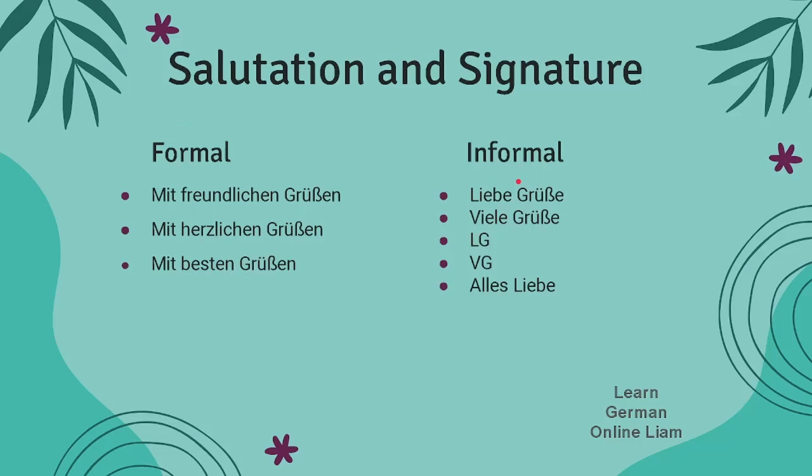Informally, in informal letters you could write "Liebe Grüße", like with lots of love, "Viele Grüße", many greetings. In short form you could also use LG or VG, and "Alles Liebe", lots of love. So these are various informal salutations that you could use at the end of the letter.